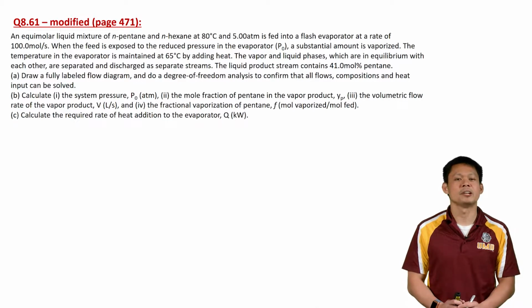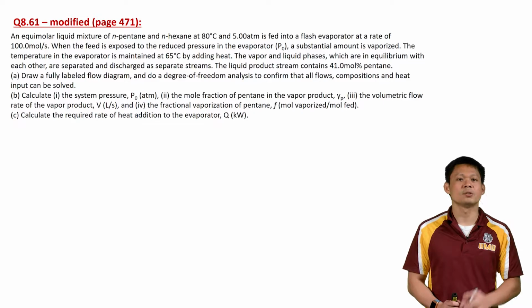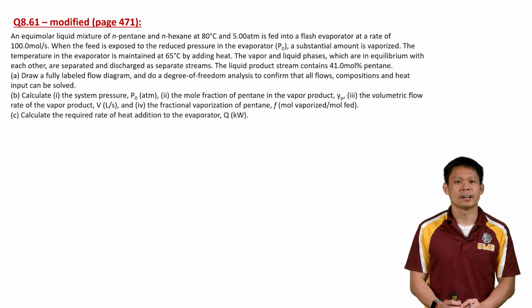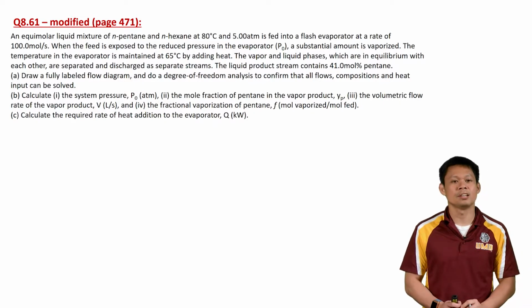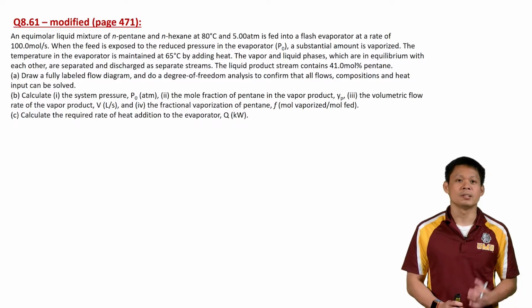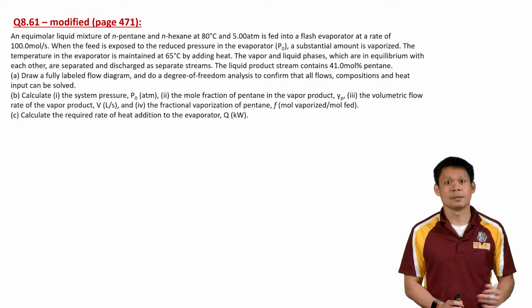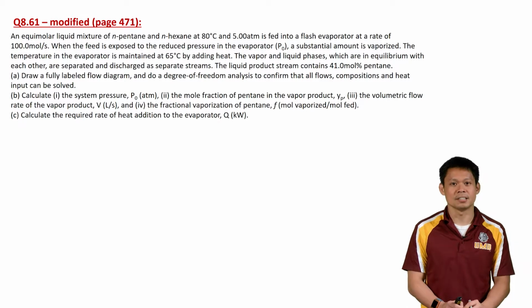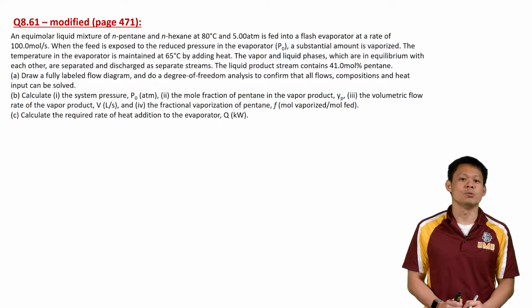do a degree of freedom analysis to make sure that you have enough information to solve this problem. And part B actually requires us to solve it, just the material balance part of things. So it's going to be a review of back in chapter 6 when we did vapor-liquid equilibrium. Part C is where it's new, where we're actually talking about the energy balance and the energy requirement, the Q, required to basically maintain this evaporator at 65 degrees C. So we want to know what is the rate of heat addition.